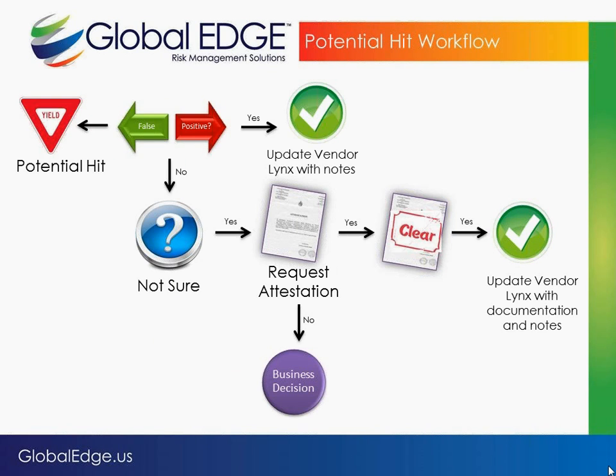As you build out your standard operating procedure, Global Edge will support you in building it with recommendations based on experience. Here we've outlined a very basic possible workflow. If you have a possible hit, you may require additional internal research, updating vendor links, capturing your steps along the way. If you request an attestation, or sometimes called an affidavit, the result of that document may or may not clear your concern, whereby you have a business decision to make.